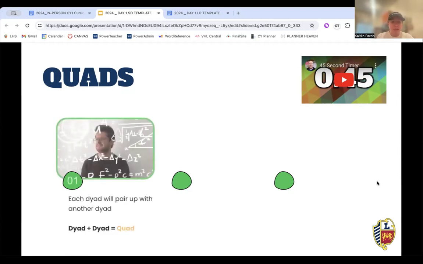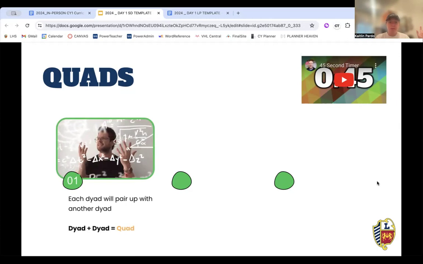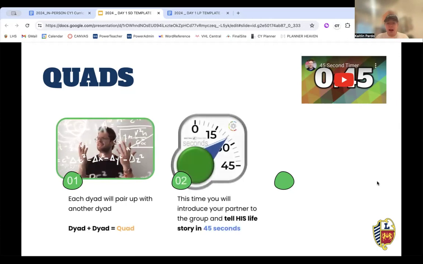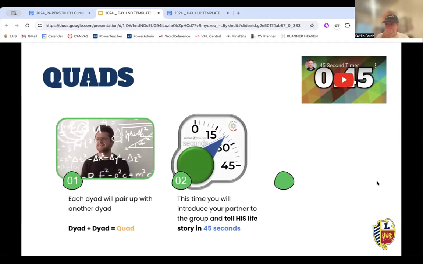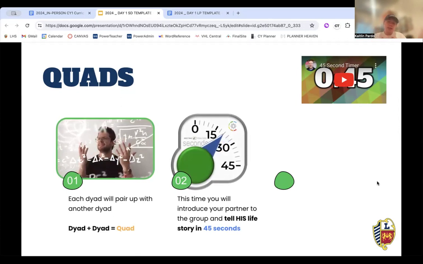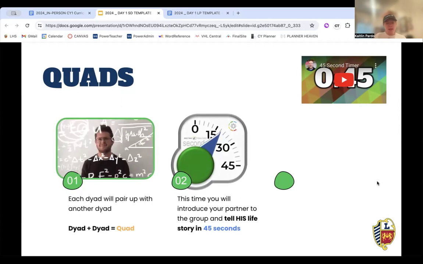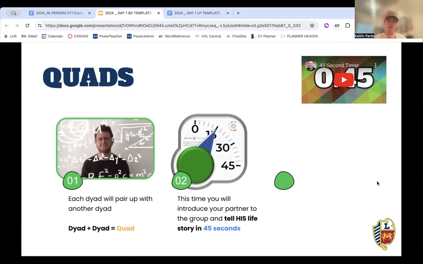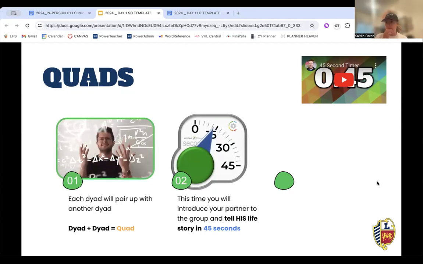So here's what's going to happen. Each dyad will pair up. Yep, quad. Then you're going to go ahead and you're going to time your partner. And this is the fun part. So let's pretend Dale and I were grouped up. Dale is going to pretend to be me and he's going to tell my story. And I'm going to pretend to be Dale and tell Dale's story from his perspective.